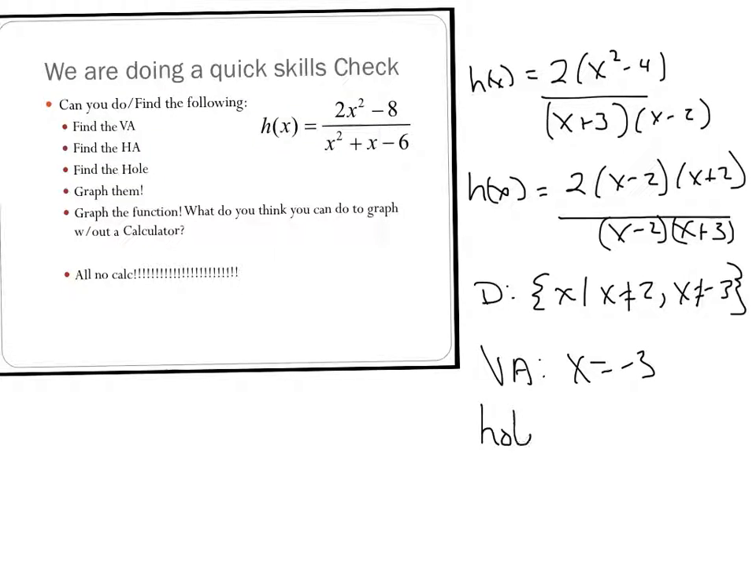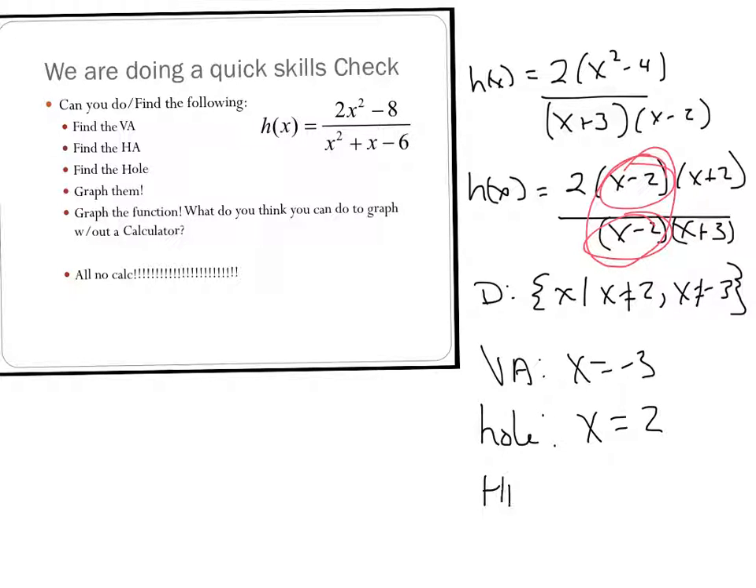My hole is going to be the factor that's common, and I think in one of the videos I drew a circle over these guys to show the hole, a little trick to maybe help see what it is. So x is equal to 2.